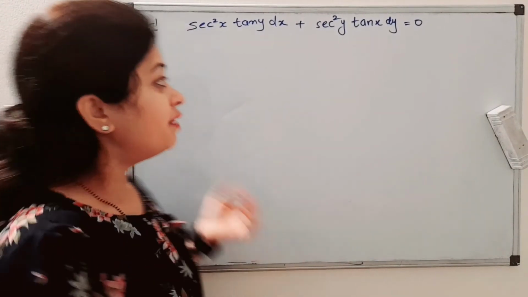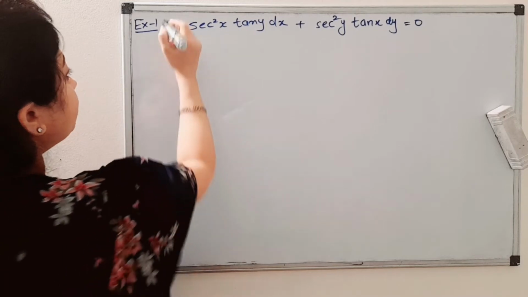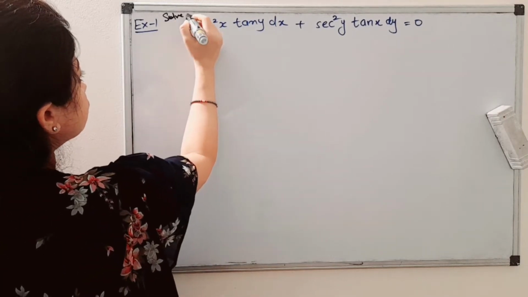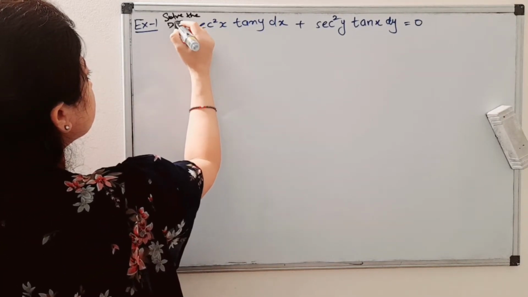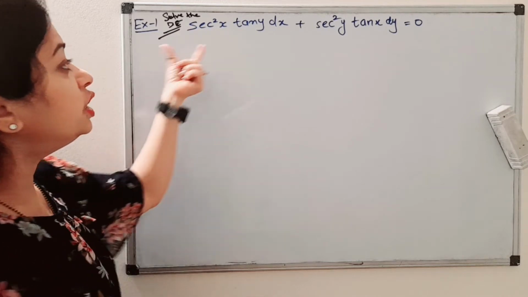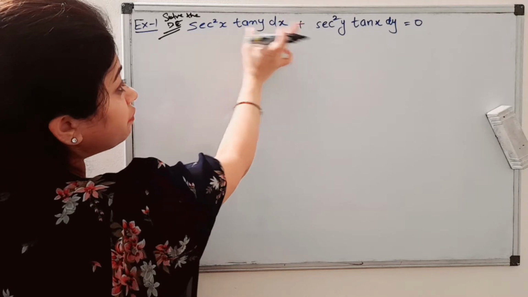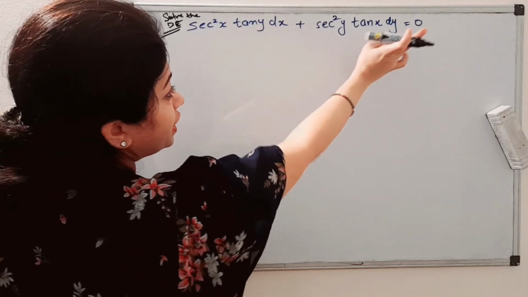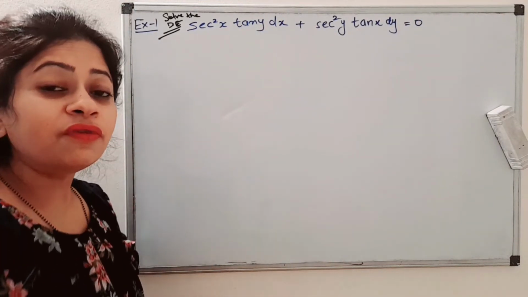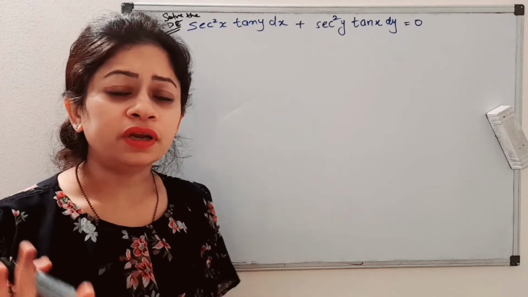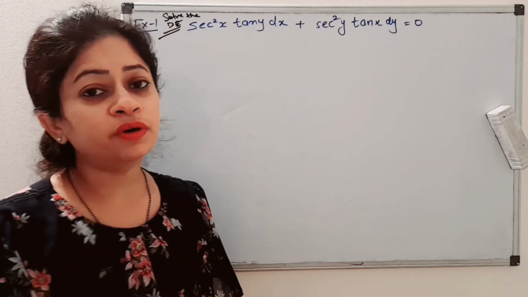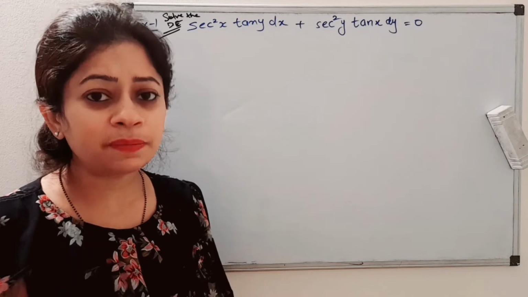So suppose we have this example: solve the differential equation sec square x times tan y dx plus sec square y times tan x dy equal to 0. Now we need to see, first of all, can we separate the variables? Because this is the easiest form. Can we separate the variables?